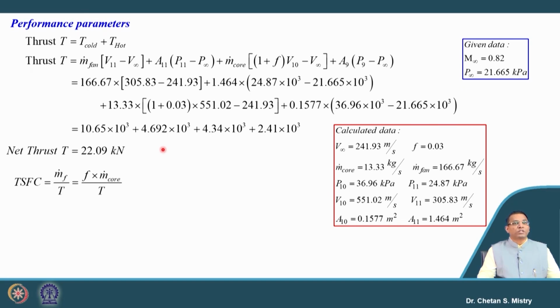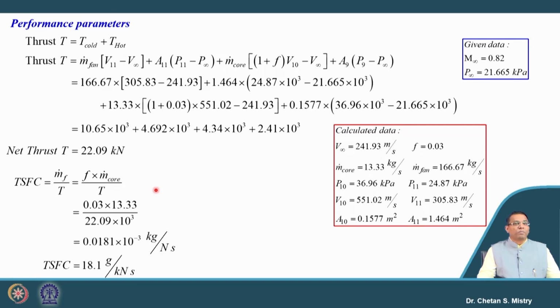Now, the next parameter is thrust specific fuel consumption, which is m dot F divided by thrust. This m dot F we calculate as fuel air ratio into m dot core. We have m dot core as 13.33 and the thrust we have calculated. If we put in these numbers, it says my thrust specific fuel consumption is 18.1 gram per kilonewton second. Be careful about the unit.